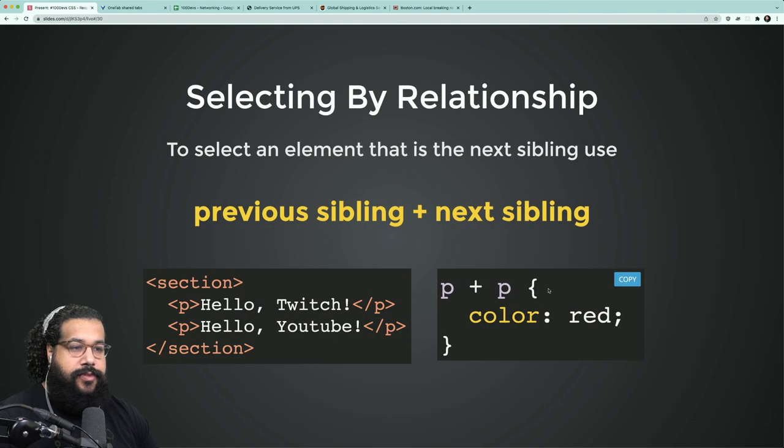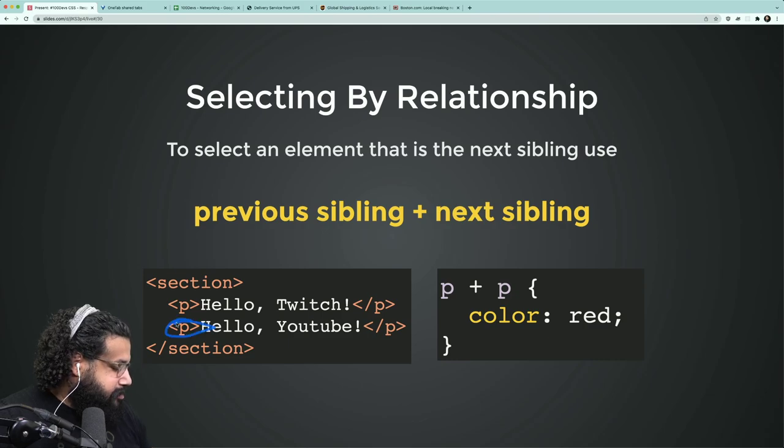Nice. We also have siblings. This is the direct sibling, meaning that the only paragraph here that'll be read is this paragraph here, because it immediately has a sibling that comes before. Nice.